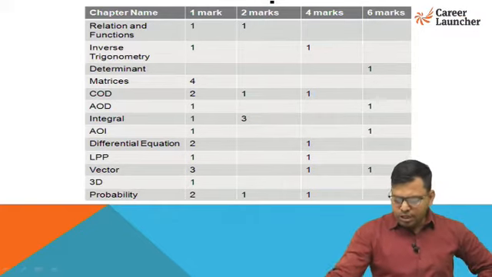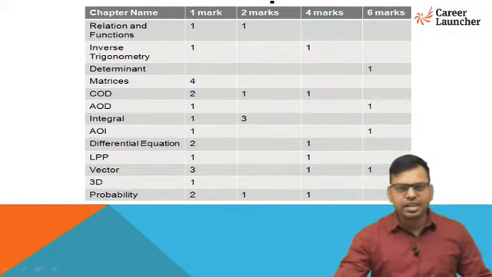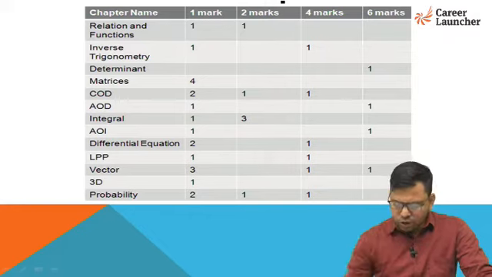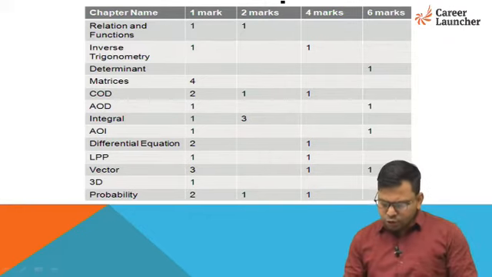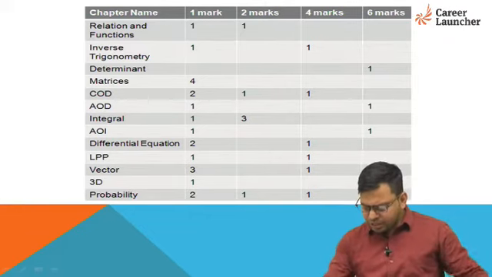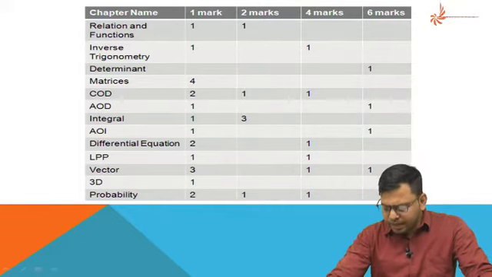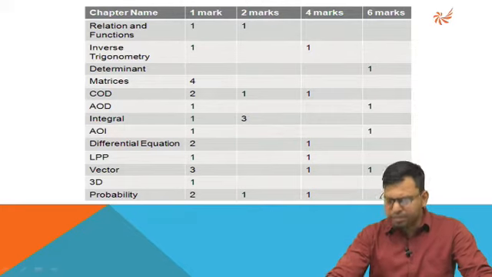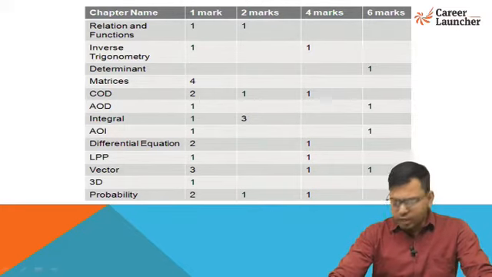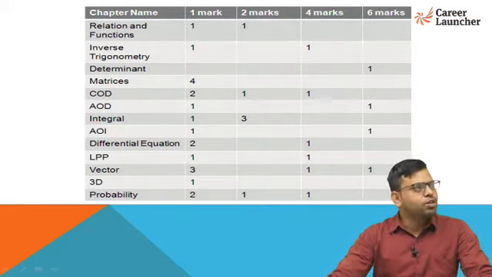So guys, the question paper was almost entirely from the NCERT, and it was very easy to solve all these questions. Talking about the 1 marker questions: A into adjoint A equals 10I has been given, and you have to find the magnitude of adjoint A. The answer for this question would be 100.